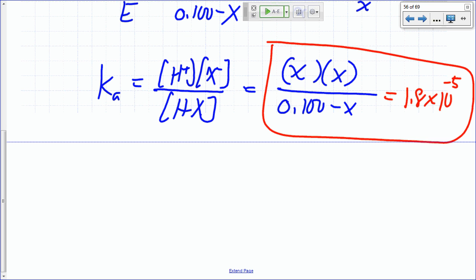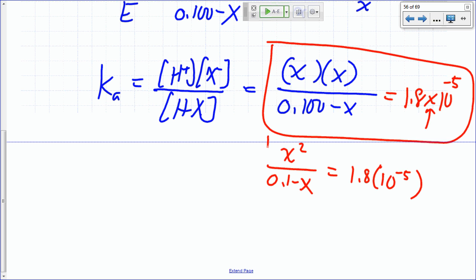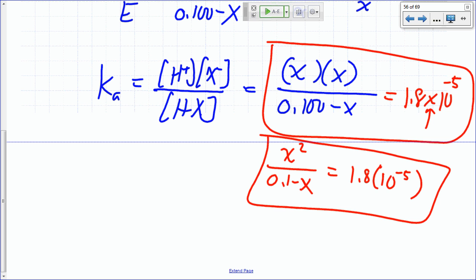No, because this is 0.1 minus X. So that's X squared over 0.1 minus X equals 1.8 times 10 to the negative 5th. I'm going to write it this way so you don't confuse that times with X, okay? So you have to solve for X there. You can use a quadratic equation, but we can make a simplification.